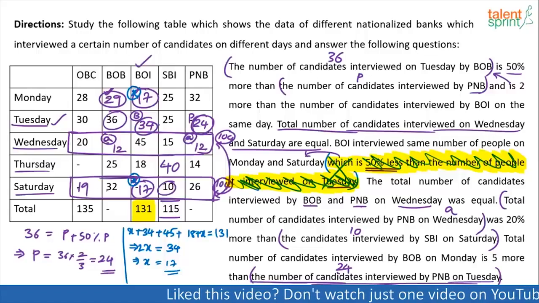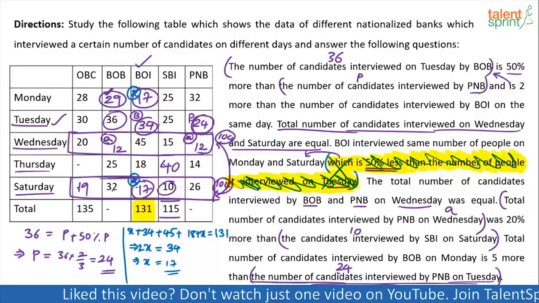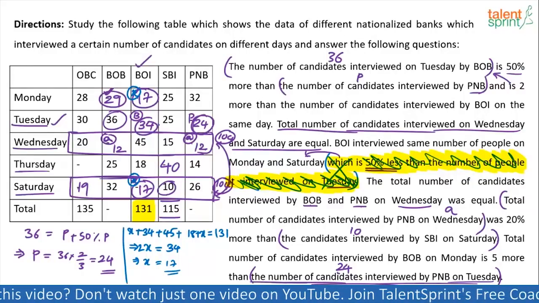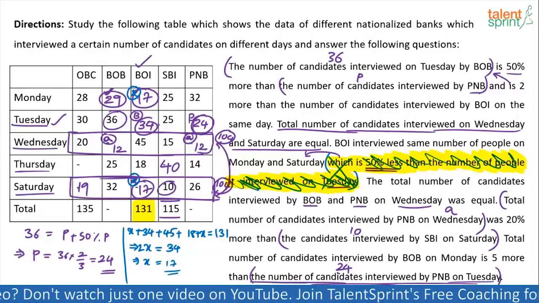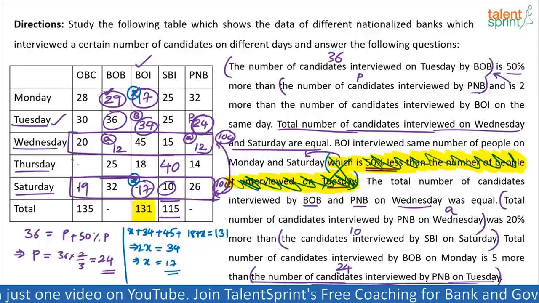Yes or no? You can check it now if you want. 19 plus 32 is 51. 51 plus 17 is 68. 68 plus 10, 78. 78 plus 26 is 104. Done. Now that we have found what is OBC on Saturday, you can also find what is OBC on Thursday.